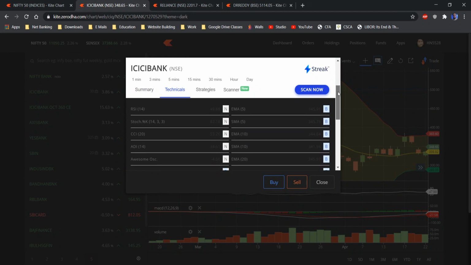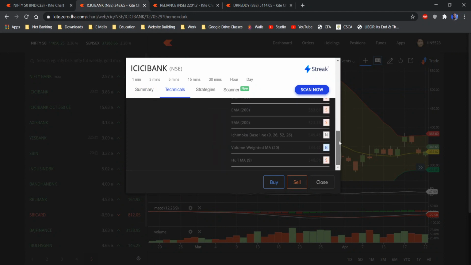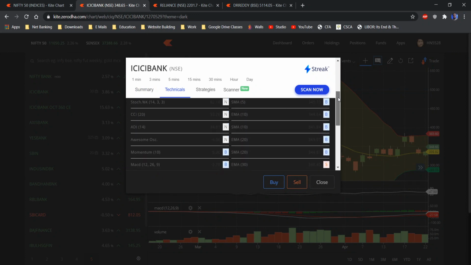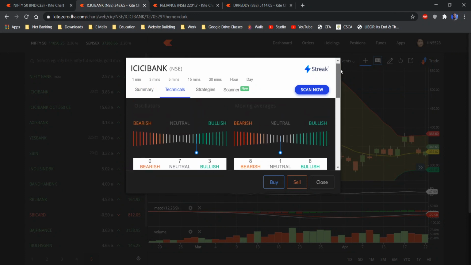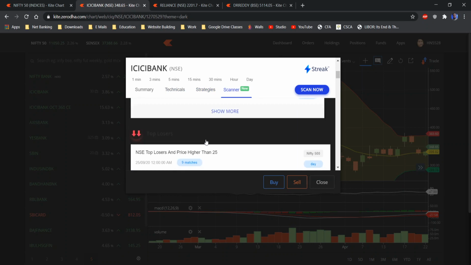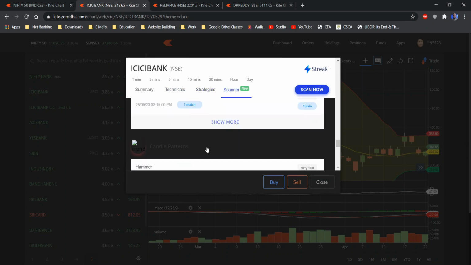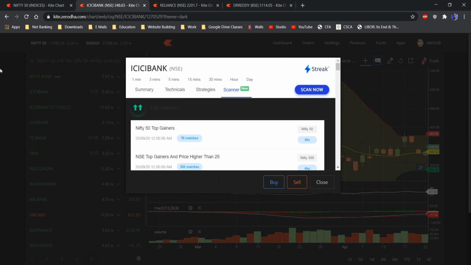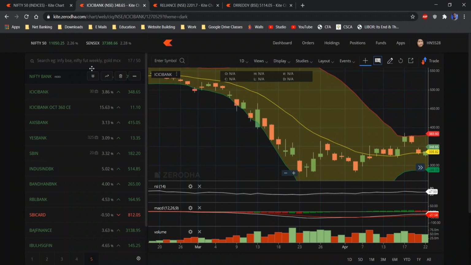SMAs and EMAs are given. Weighted average. And momentum. I can't find the beta factor here. No, beta factors are not there. Not available here. Again, I'll have to research for that and figure it out. Directly, it is not available within my trading platform.